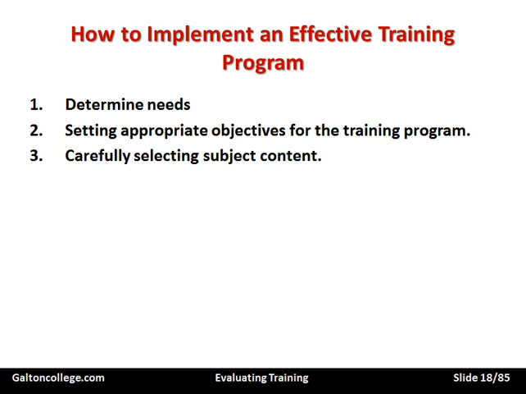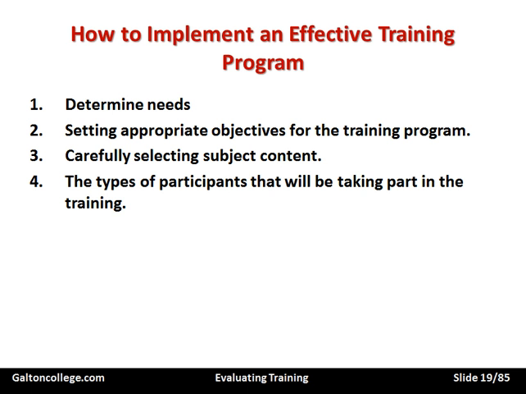Perhaps there are only so many hours allocated, and the time required to deliver a full understanding of the issue may be much longer. So it's a question of scaling what can be done. And selecting the participants that will take part in the training.